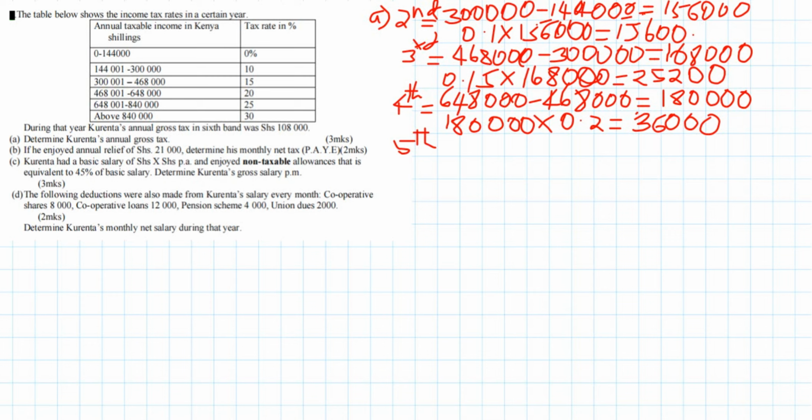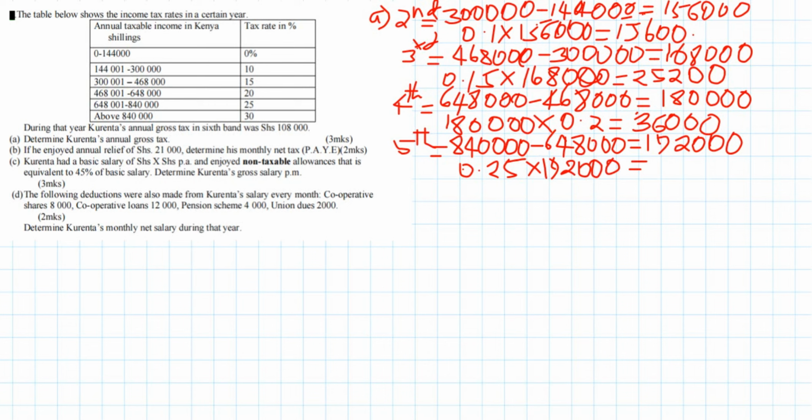Then we go to the fifth band. Again, we get the taxable income. So we take the maximum 840,000. We take away the maximum of the fourth band, 648,000, so that we obtain 192,000. So we tax this 192,000 at the rate of 25%, and we are able to obtain 48,000. So this 48,000 is a tax in the fifth band.